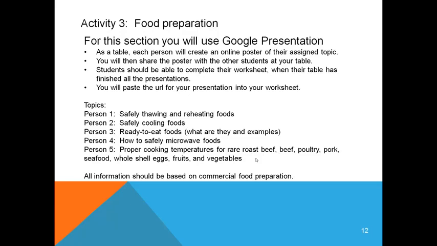Now, if there's only 4 people at your table, you can split up number 5. You can each take 2 foods. Okay, if there's only 3 people at your table, then one person could do how to safely microwave food, so they would do safely thawing and microwaving. And then the second and third person would split number 5 as well as do their own assigned topics, so that all 5 topics are covered.